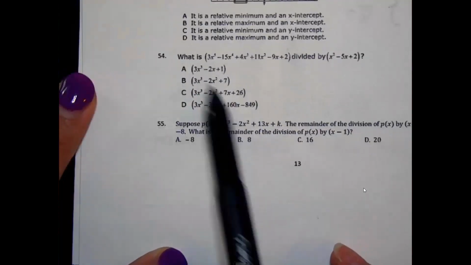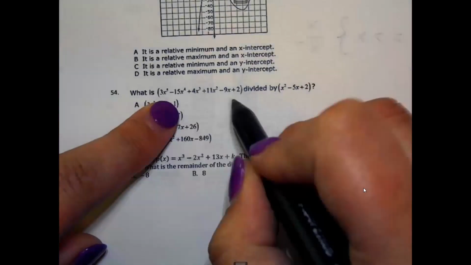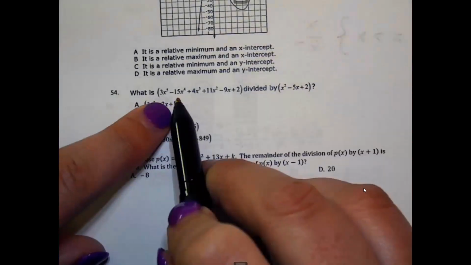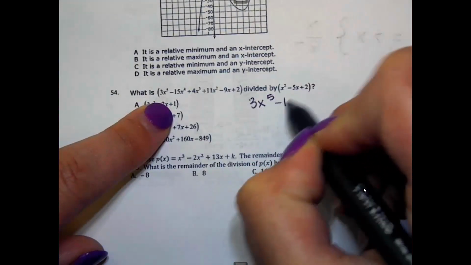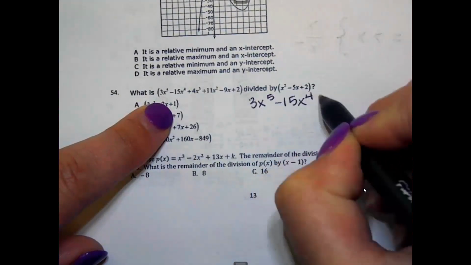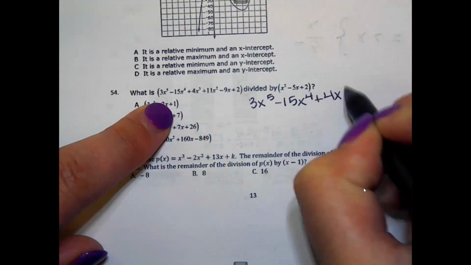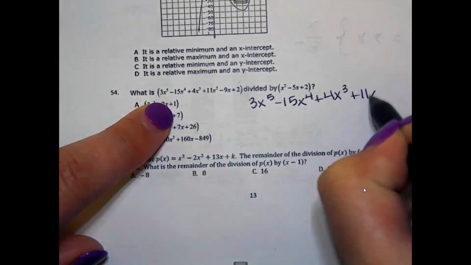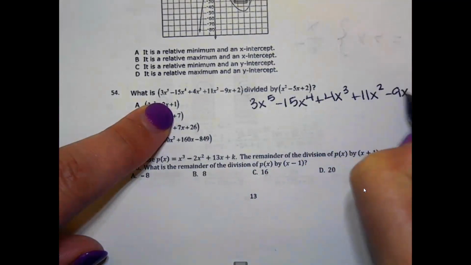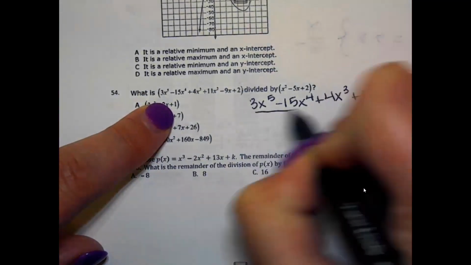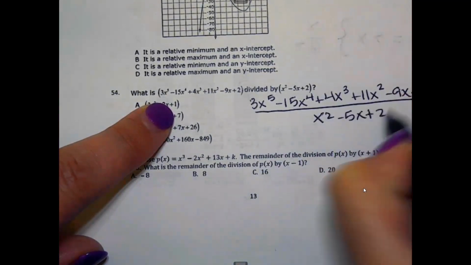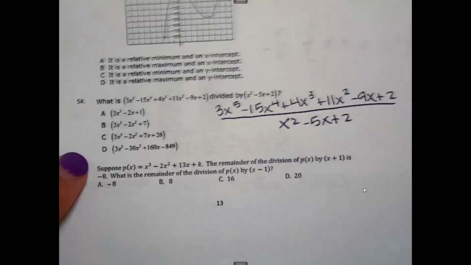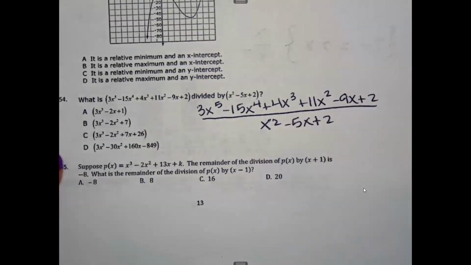54, you should be able to plug straight into Desmos. It just says this is divided by that. So you'd have 3x to the 5th minus 15x to the 4th plus 4x to the 3rd plus 11x squared minus 9x plus 2 being divided by x squared minus 5x plus 2, and then it should equal one of those. So it should be the same. The picture should be the same.